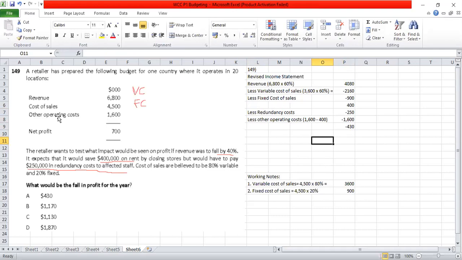See, the other operating cost is 1,600. Out of 1,600, it says that a part of it will be avoided. It expects that 400 will be saved. So henceforth, they will be benefiting on account of 400. So here, add savings on rent, which is 400. They will not be incurring that. Less other operating expenses, 1,600. So if we account for all these things, we see that the profit has been impacted to the extent of minus 430, or the fall in profit.